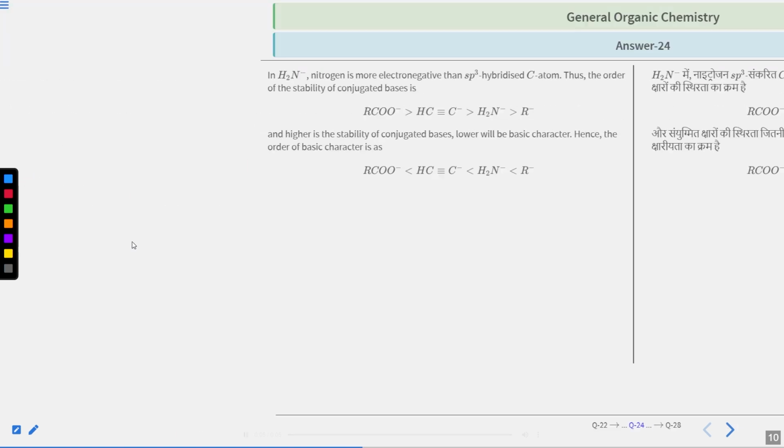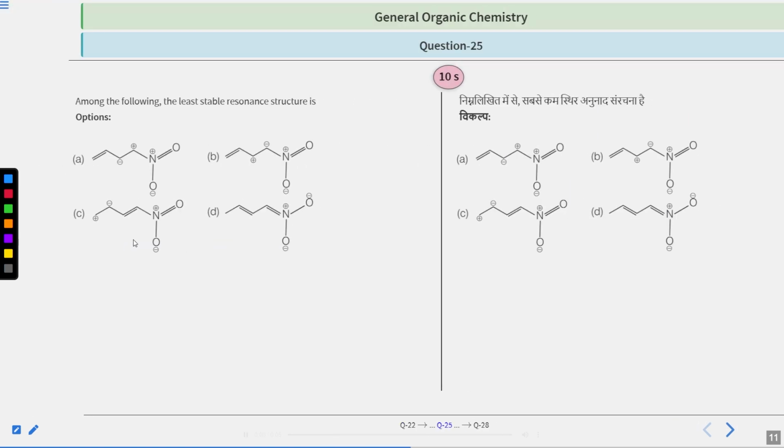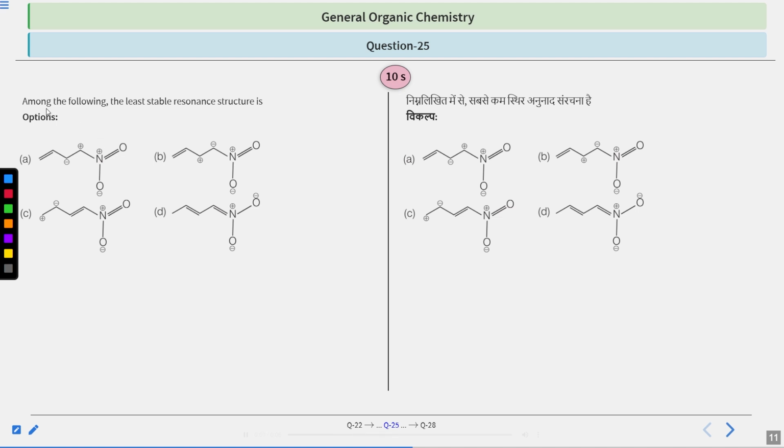Okay, now let's move on to the next question. Question number 25. Among the following, the least stable resonance structure is. So we are given some resonance structures. Resonance structures are those structures in which we can interchange the charges and bonds to provide more stability to the molecule.